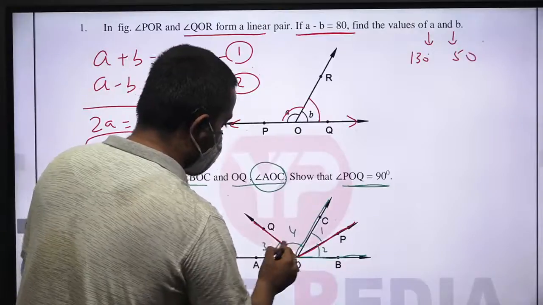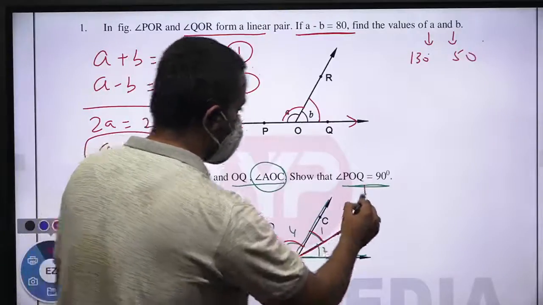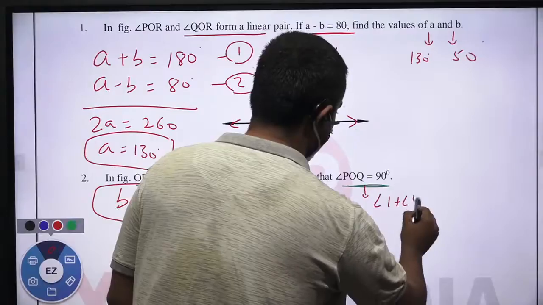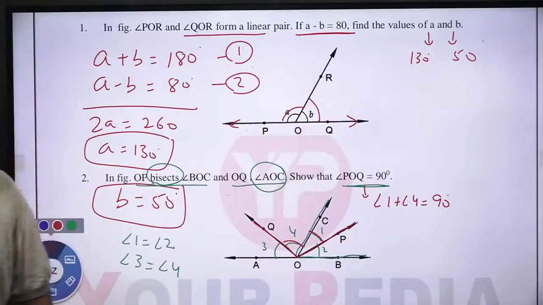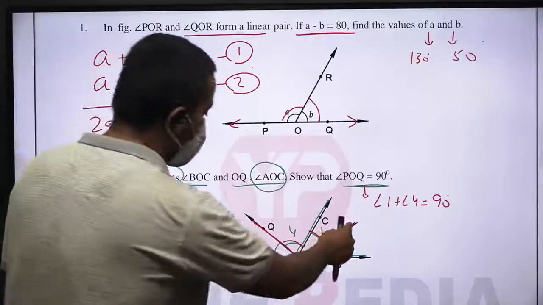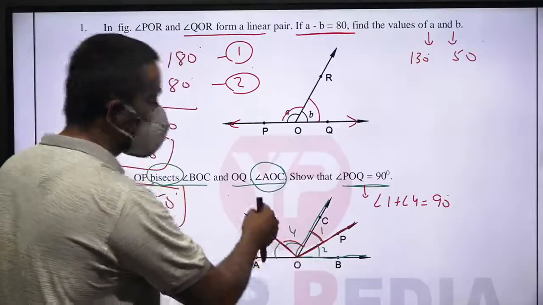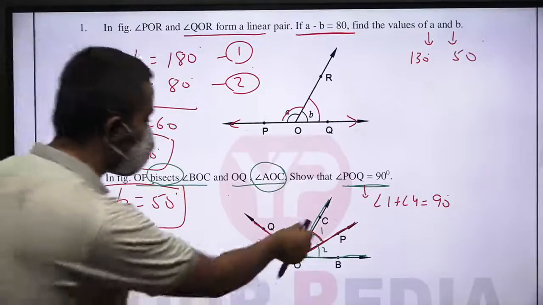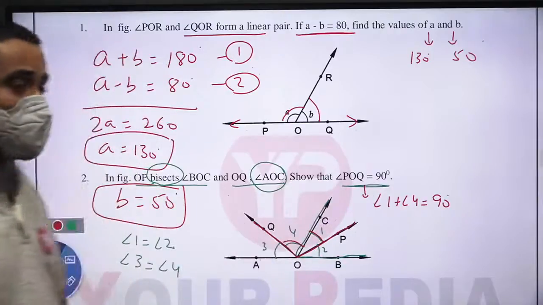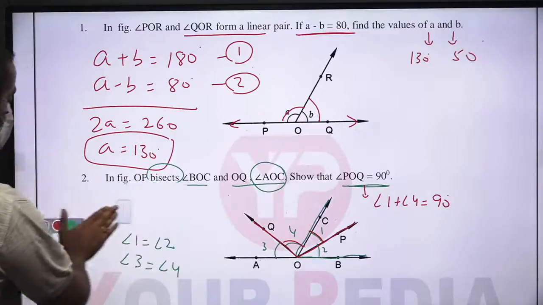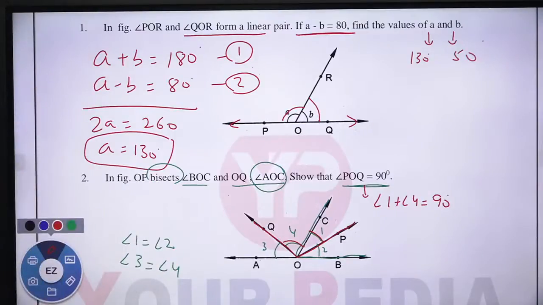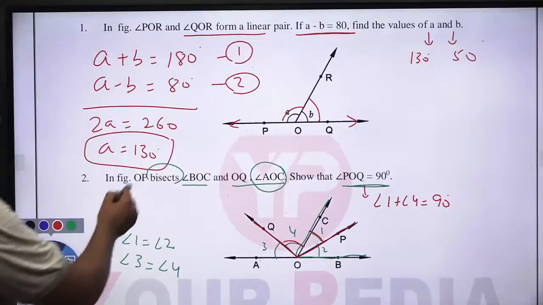POQ. So that is angle 1 plus angle 4 is 90. I have to prove this. Angle POQ comprises angle POC plus angle COQ. So that means angle 1 plus angle 4 is 90. We have to prove it. Yes, can we prove it? Let's prove this. Can we prove angle 1 plus angle 4 is 90?